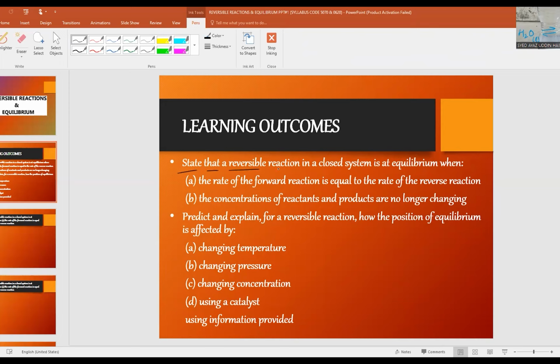State that a reversible reaction in a closed system is at equilibrium when the rate of the forward reaction is equal to the rate of the reverse reaction. The concentrations of reactants and products are no longer changing. Predict and explain for a reversible reaction how the position of equilibrium is affected by changing temperature, changing pressure, changing concentration, using a catalyst, using information provided.